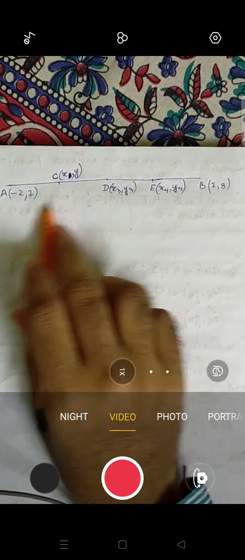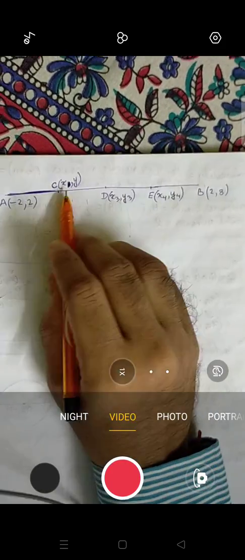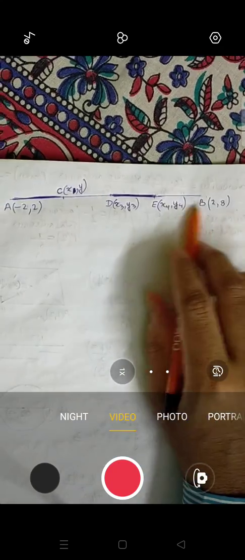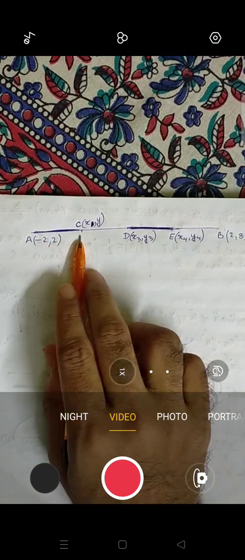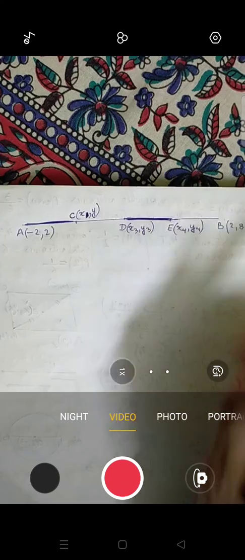So I have divided AB into 4 equal parts. This is the first part, this is the second part, this is the third part, and this is the fourth part. You have to take a line segment and then divide it into 4 equal parts, in such a way that it looks like 4 parts.